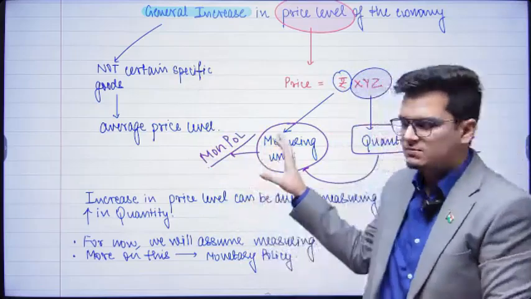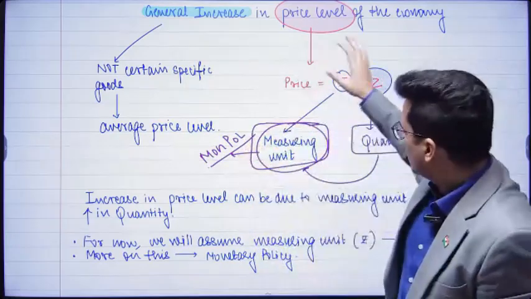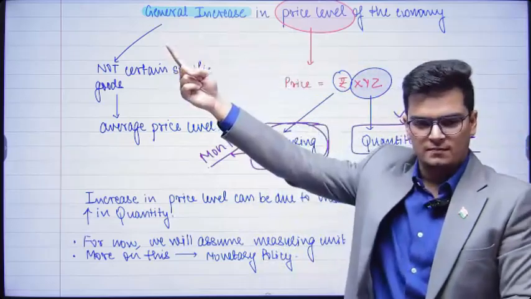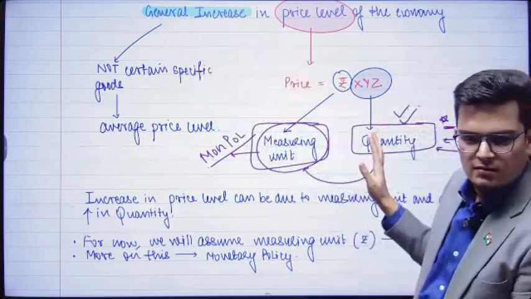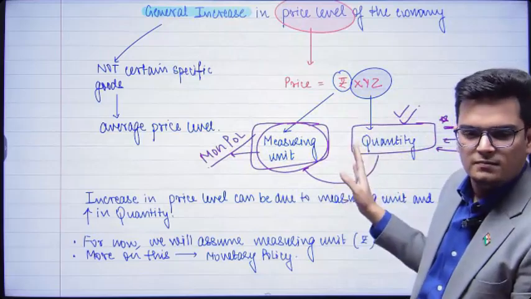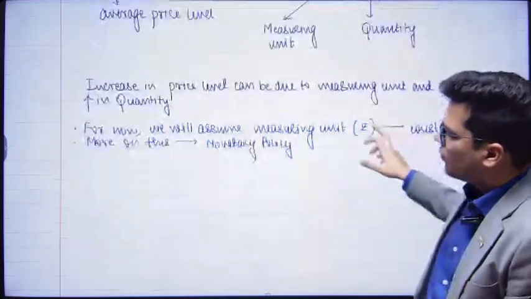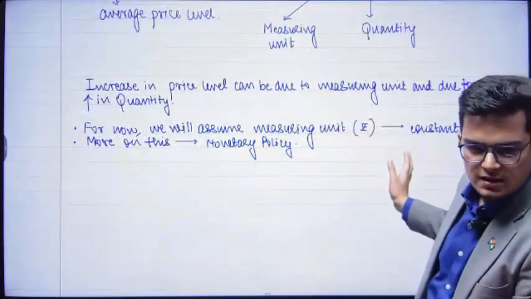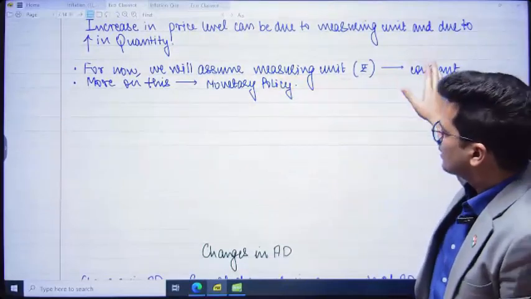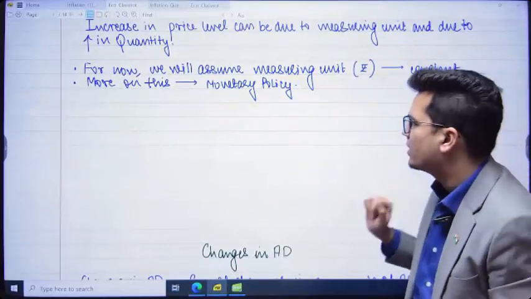अभी हम मान लेते हैं कि इसमें कुछ चेंज नहीं हो रहा है, nothing is changing here. For now, we will assume nothing is changing here to understand this factor first. Then we will understand the second factor. ठीक है? Clear? This much is understandable? यहां तक समझ आ गया? So for now we will assume that measuring unit, which is rupee, is constant, and more on this when we discuss monetary policy. ठीक है? All right.